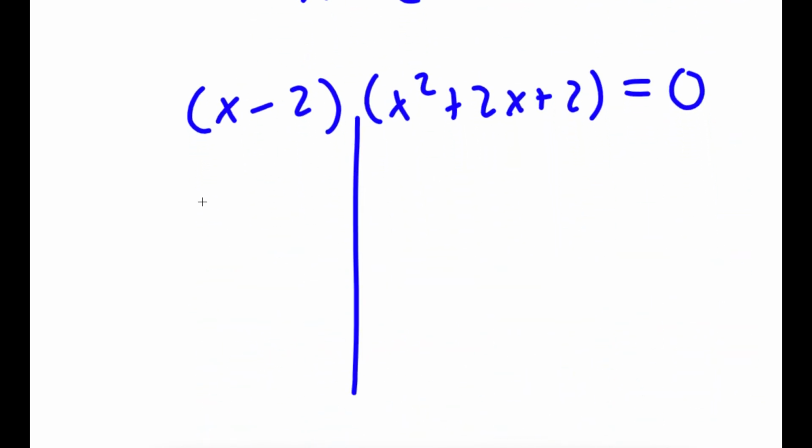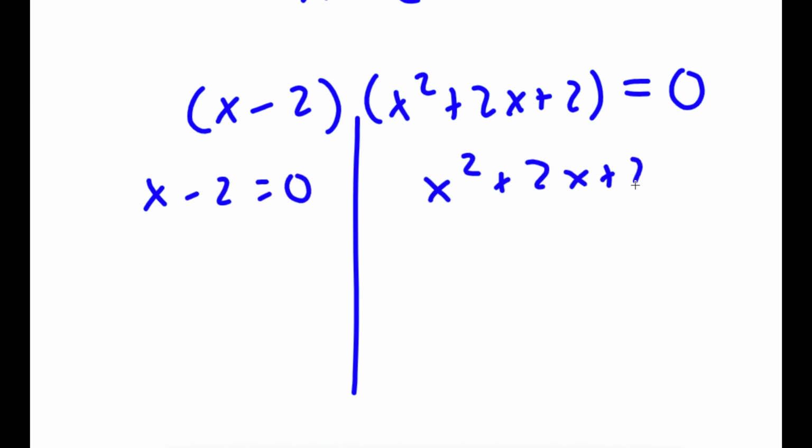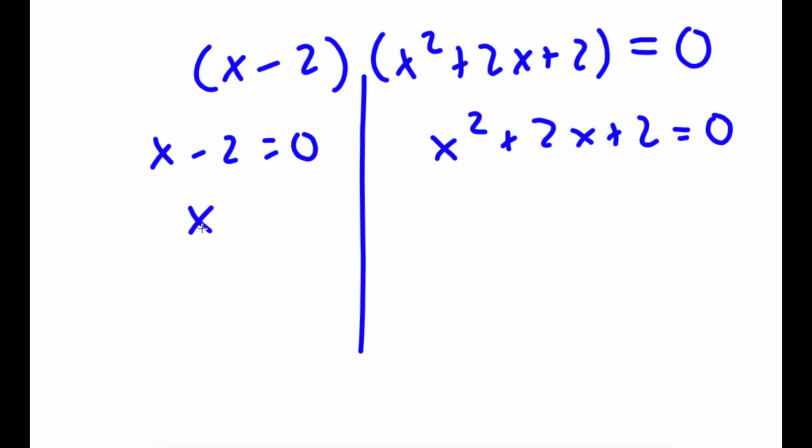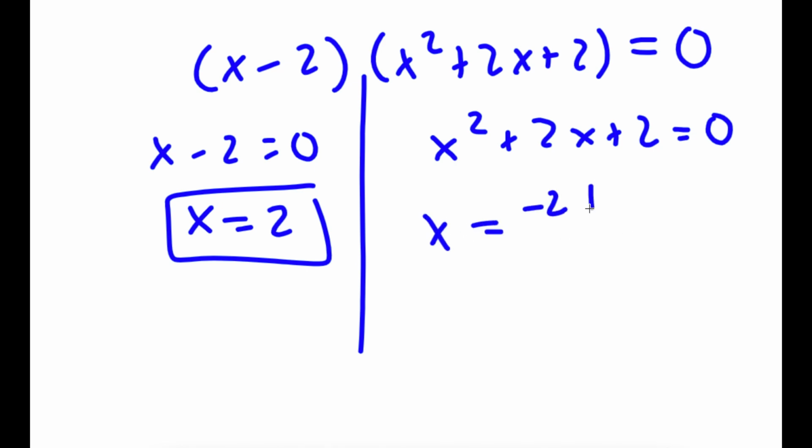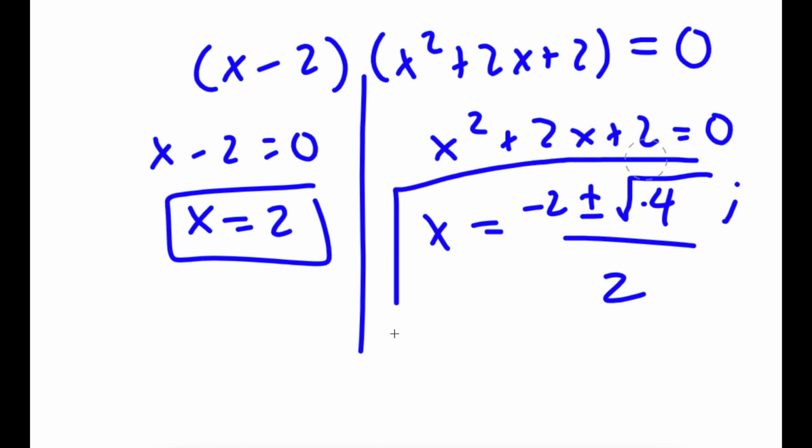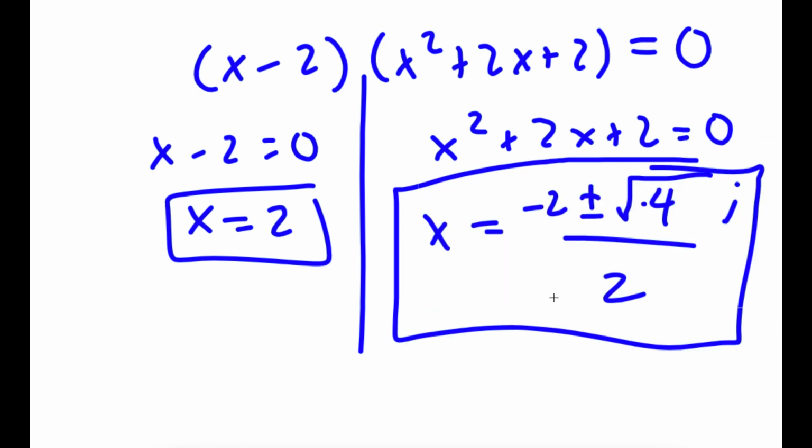So now this gives me two equations. I have x minus 2 is equal to 0 and x squared plus 2x plus 2 is equal to 0. For x minus 2 equals 0, x is obviously equal to 2. And for x squared plus 2x plus 2 equals 0, you have to use the quadratic formula. If you do, you should get x is equal to negative 2 plus or minus the square root of negative 4, that is 4i, over 2. So these are two other answers.